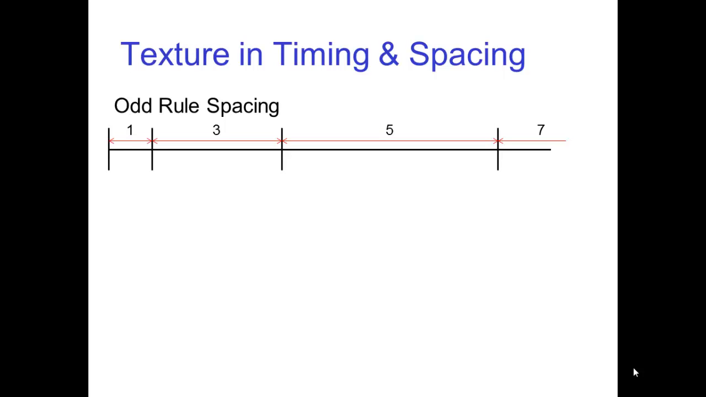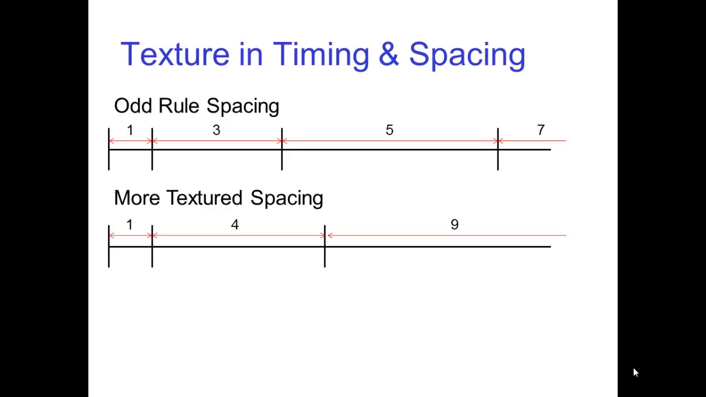In animation, the term texture refers to the variation in timing and spacing of the motion. For slowing out, the spacings often follow the odd rule, as discussed in a previous video. For example, in simple falling motion, the spacings follow the odd rule.